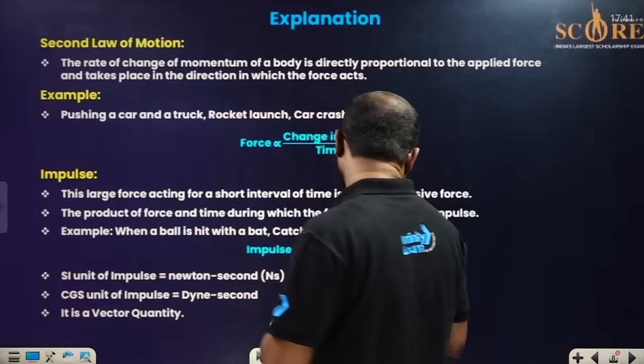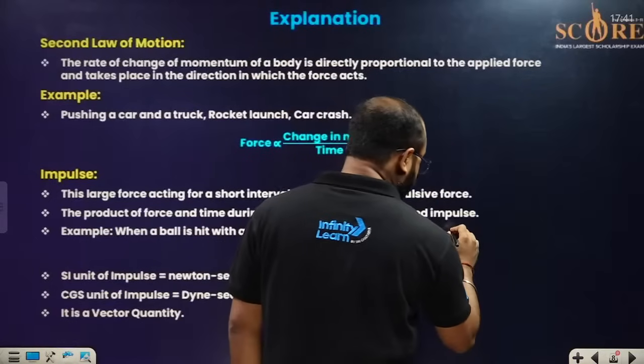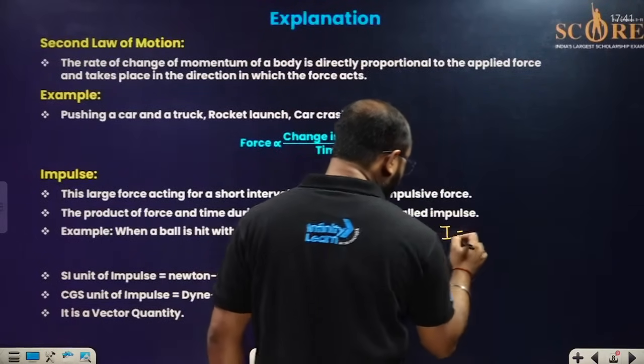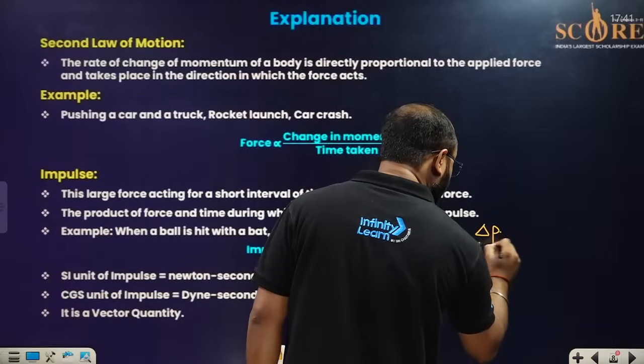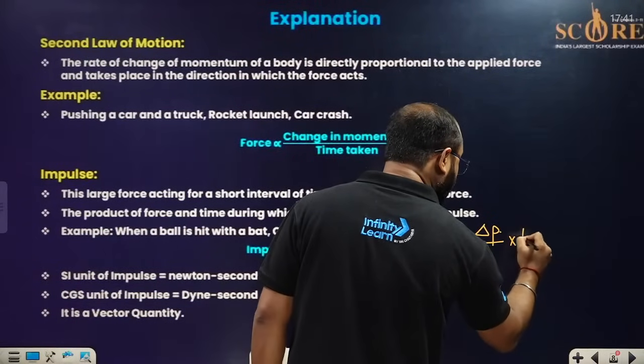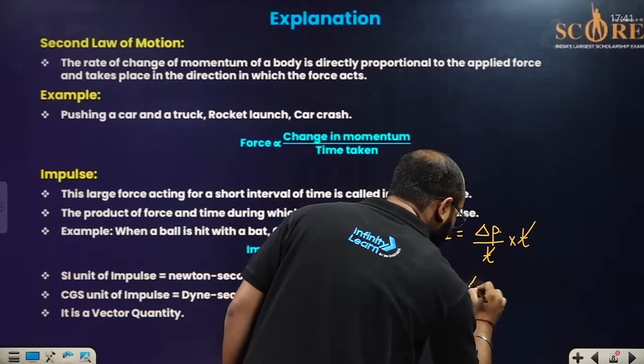There is one more thing you can understand from here. I'm writing over here that force can be written as change in momentum by time, multiplied by time. The time in this and this time cancel out. So impulse can also be represented as change in momentum.